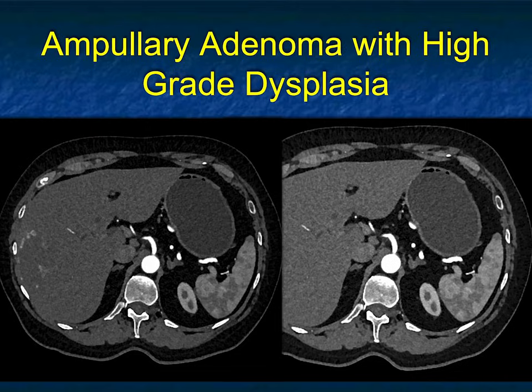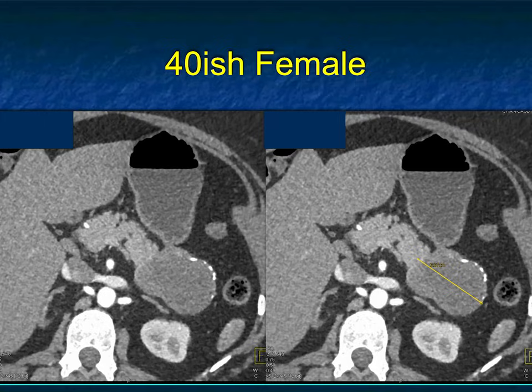And then as we look through all the images, this was again an ampullary adenoma with high-grade dysplasia. Not a carcinoma. For us, it's hard to tell that. That's a pathologic diagnosis. It's better to have high-grade dysplasia than a carcinoma, obviously. Patient had a Whipple's procedure and should do very well.